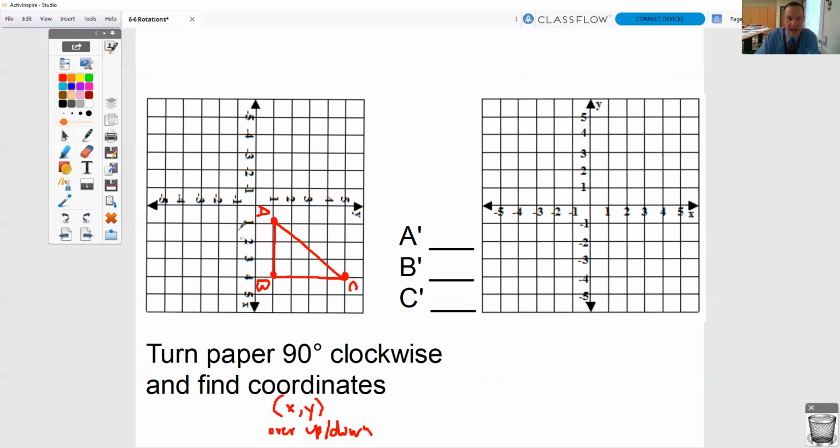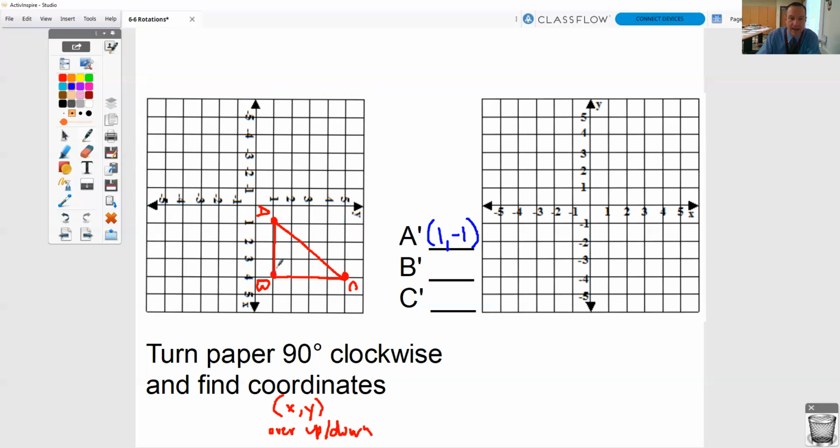So if I take a look at this one, where is my A now? Now that I turned my paper 90 degrees clockwise, where is A at? Starting in the middle, I'm going over to 1. That's still 1. That's good. But then I'm going down. Now it looks like it's 1, but it's not 1. Anytime that you go down, down is always negative. So we're going over to 1, down to -1. So A prime is 1, -1. It says +1, but anytime that you go down, down is always negative.